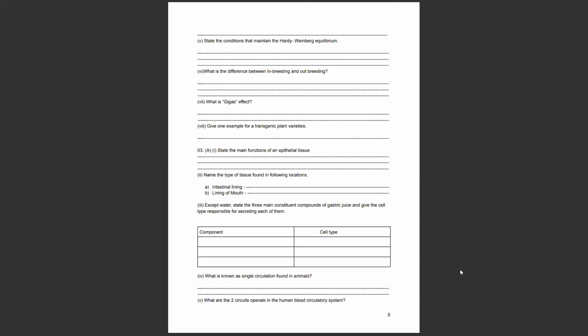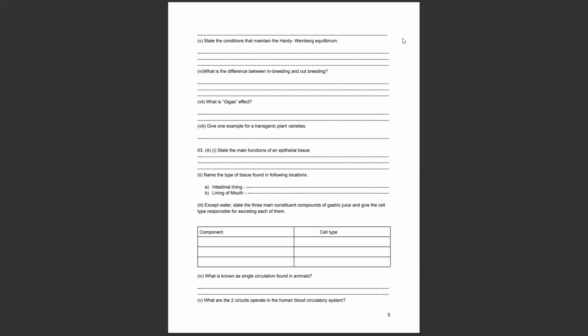Roman number 5. It's 1 mark, right? Then Roman number 5, state the conditions that maintain Hardy-Weinberg equilibrium. They have not specified the number of conditions, so you have to state everything. There are 5 conditions given in the resource book. What are those 5 conditions?